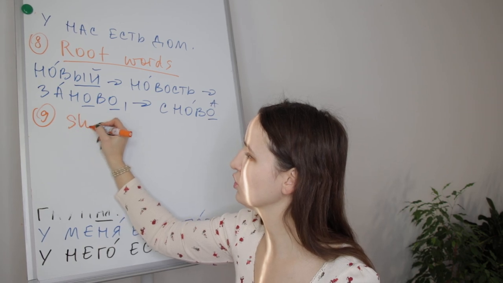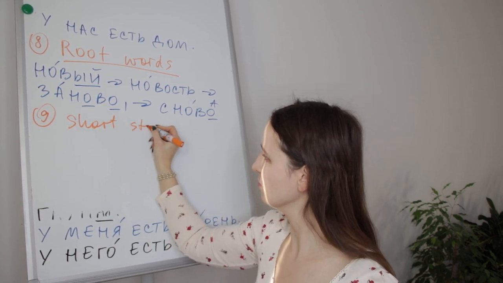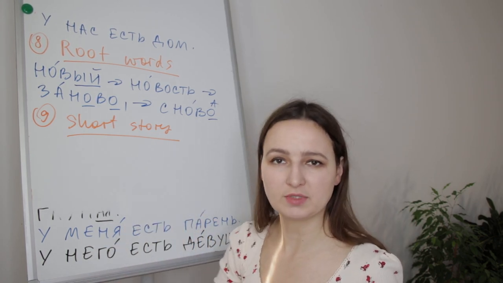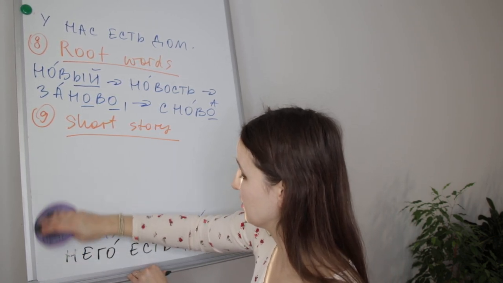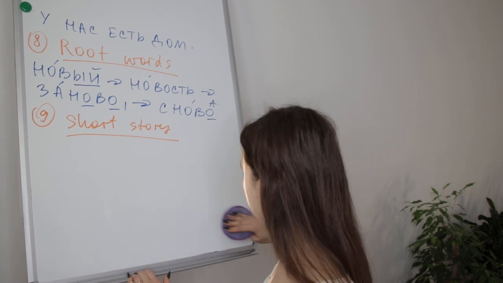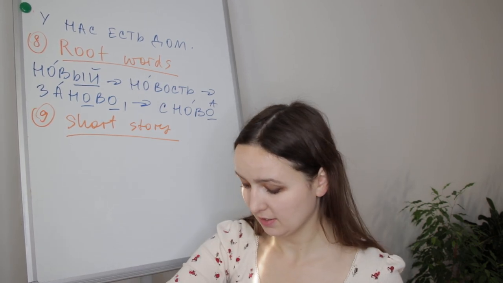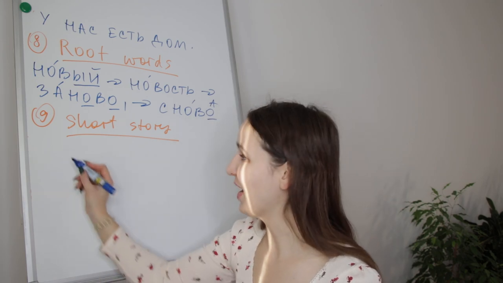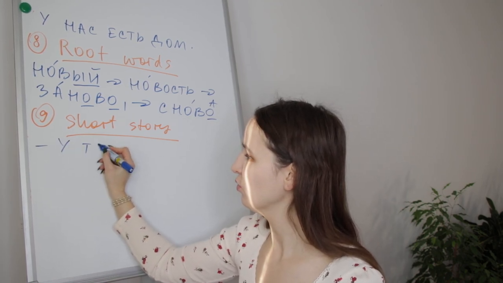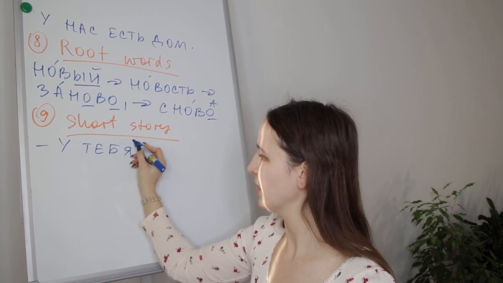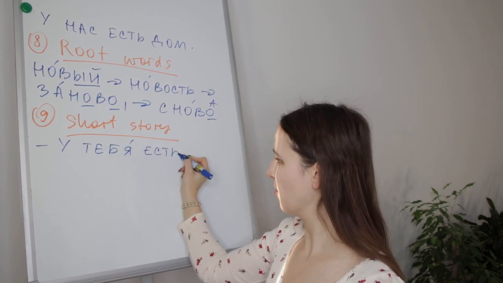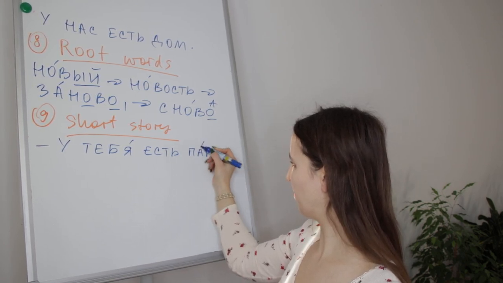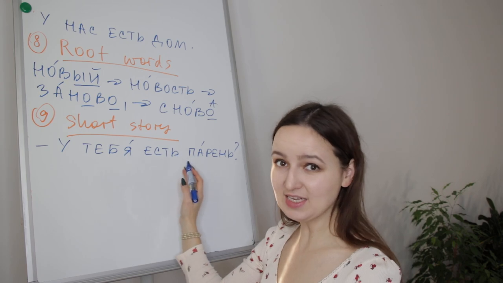Номер 9, short story. A short story, and today it will be a dialogue. Sometimes it's a short story, sometimes it's a dialogue. Итак. Okay, so. У тебя есть парень? Парень. У тебя есть парень?